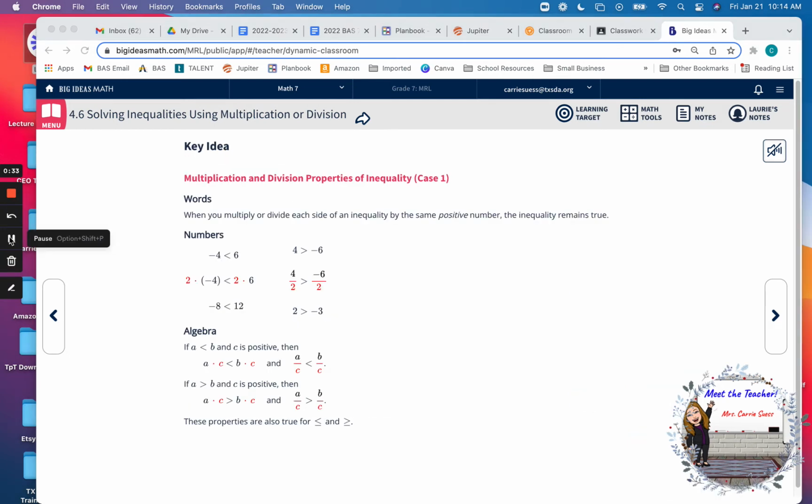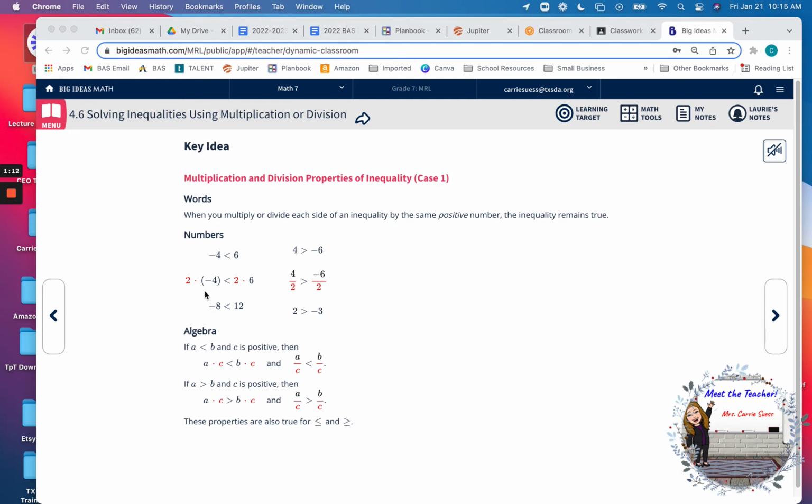All right, so for this key idea, the big thing for you to remember is with multiplication and division properties, whatever you do to one side of the inequality, you do to the other side, and then the inequality will still function. For instance, if I have -4 is less than 6, that's a true statement, correct? So if I do the same thing to both sides, the statement should still be true. So if I multiplied both sides by 2, since I'm doing the same thing on both sides of the inequality, it still is a true statement.